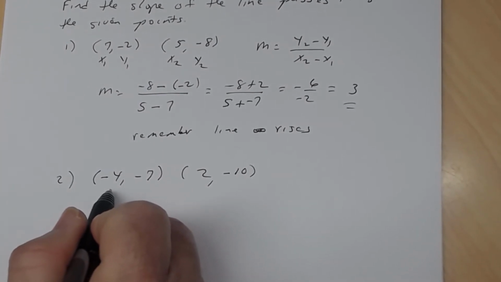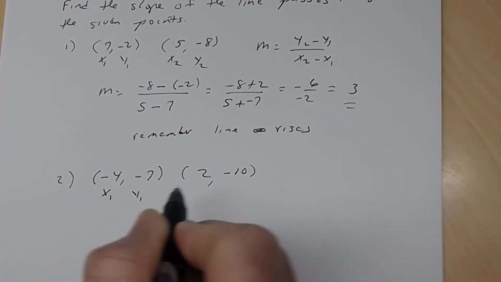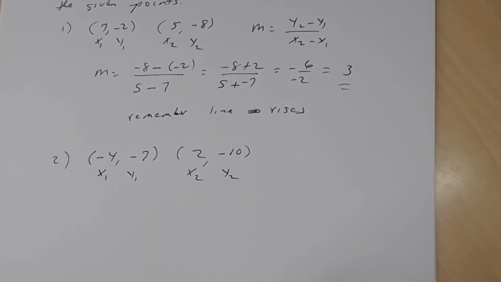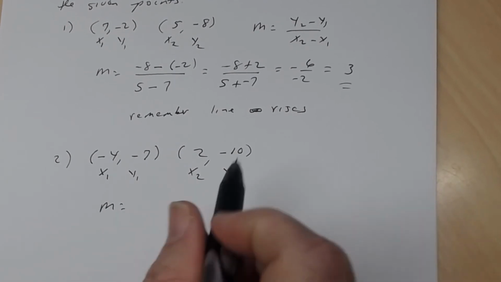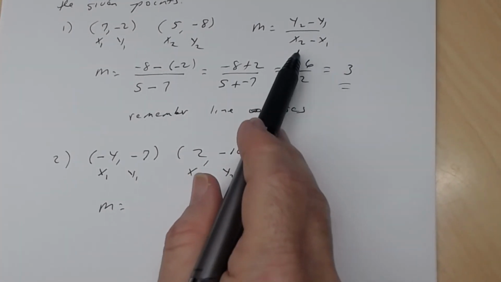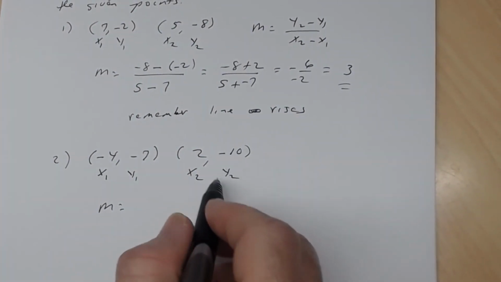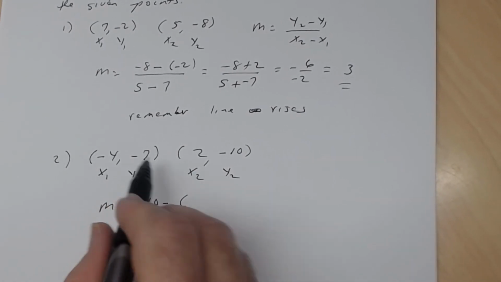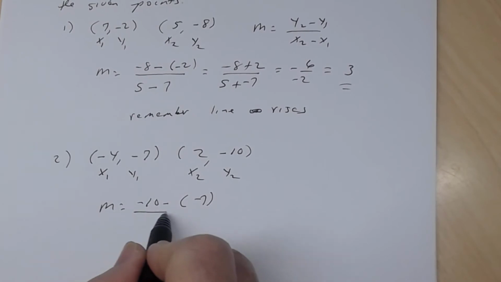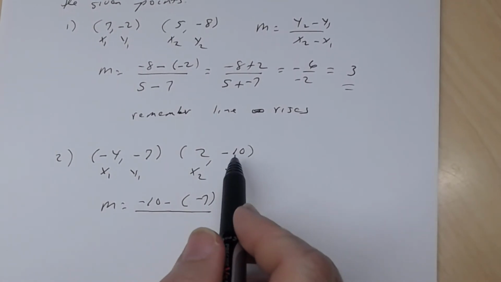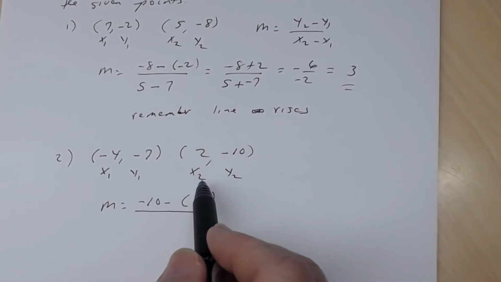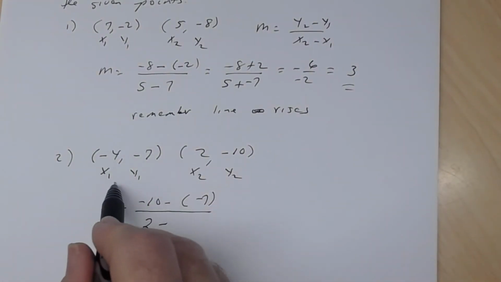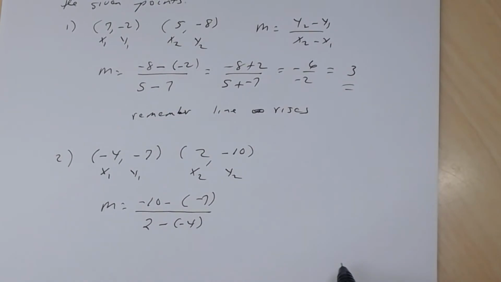It helps if you label. So let's call these x1, y1, x2, y2. And so the slope, remember, is y2 subtract y1 over x2 subtract x1. So we're going to start with -10, y2, subtract y1, which is -7, divided by, now remember, since I started with y2, I have to start with x2. So x2 will be 2, subtract x1, which is -4.